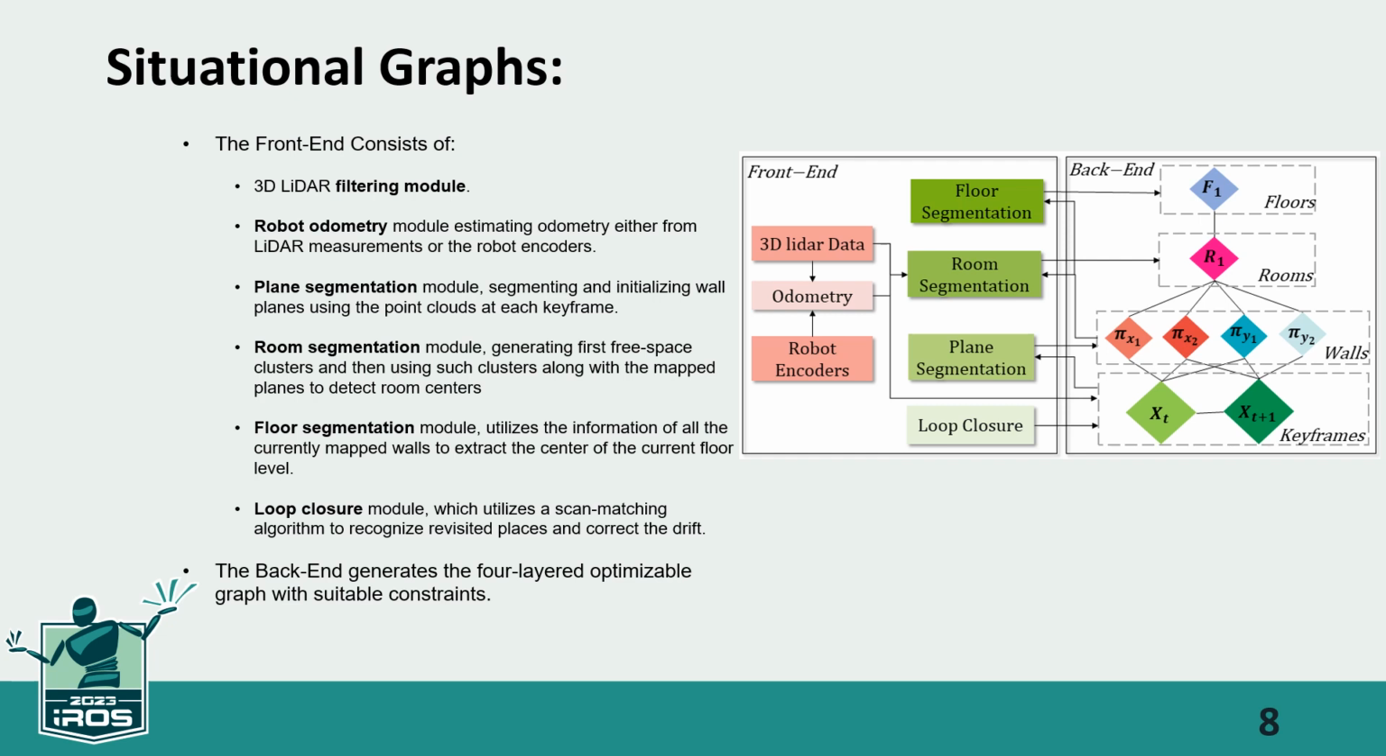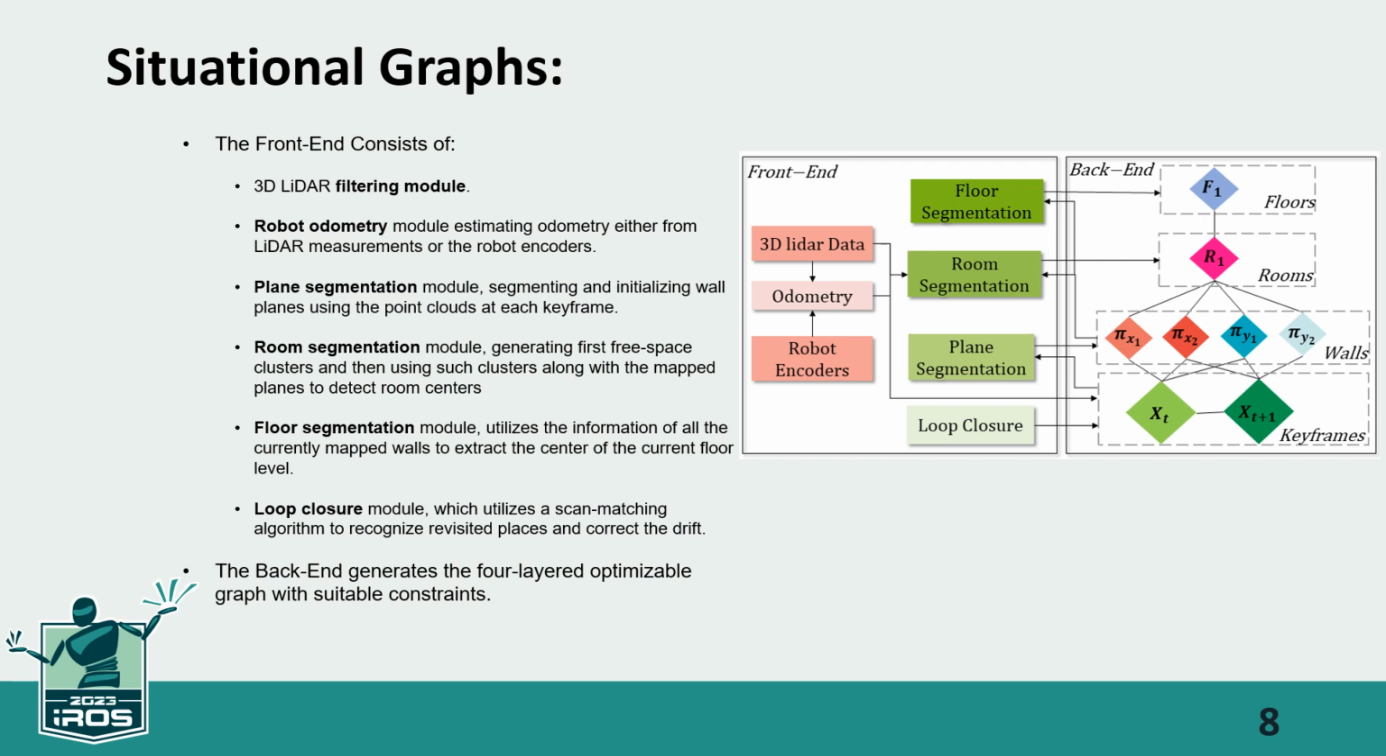The front end of the situational graph consists of multiple modules. A 3D LiDAR filtering module filters the incoming raw LiDAR scans. A robot odometry module estimates the robot odometry either from LiDAR measurements or from the robot encoders. Plane segmentation module segments the planes from the LiDAR scans at each keyframe.